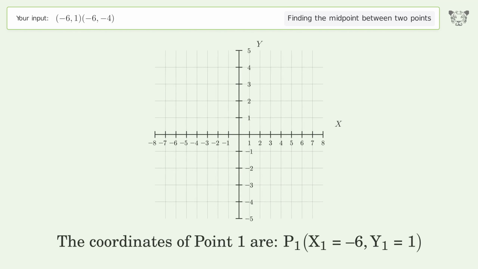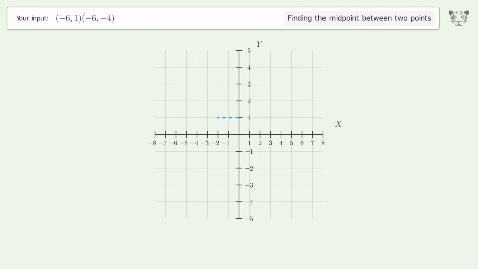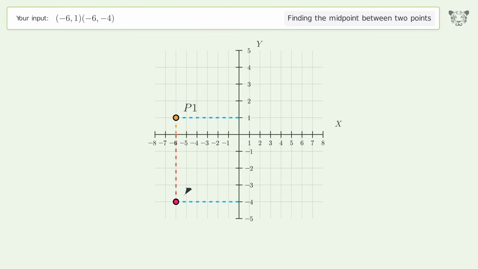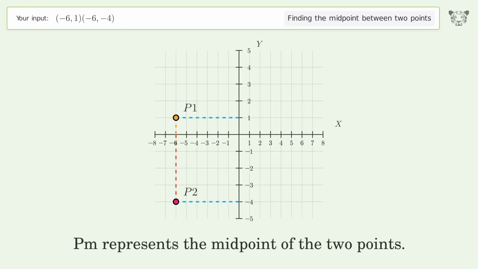The coordinates of point 1 are, x1 equals -6, y1 equals 1. The coordinates of point 2 are, x2 equals -6, y2 equals -4. PM represents the midpoint of the 2 points.